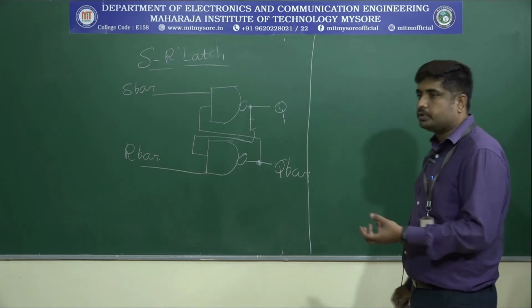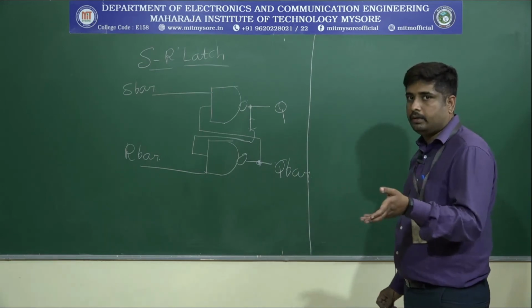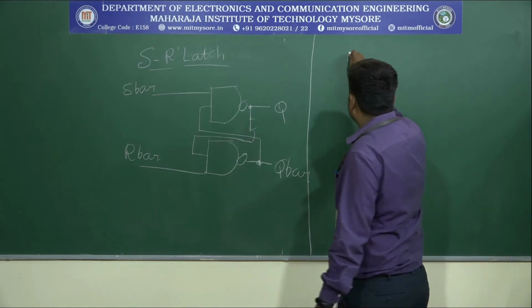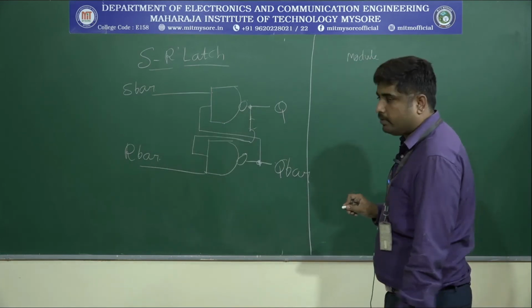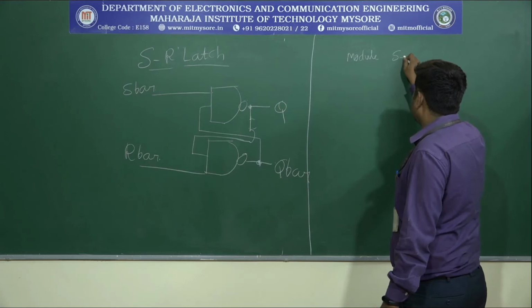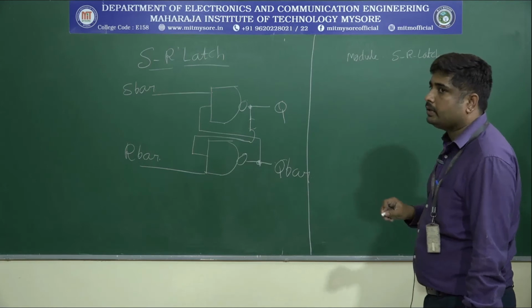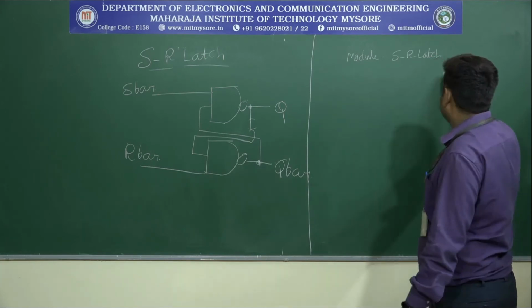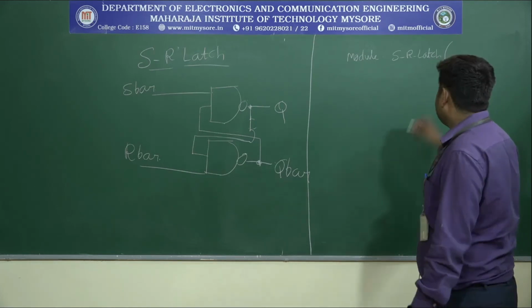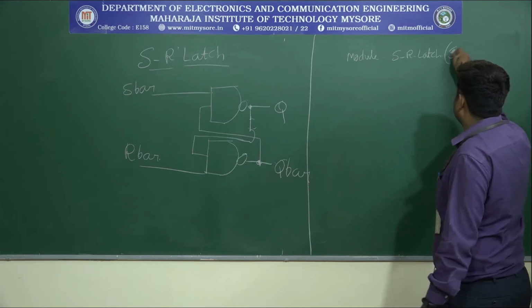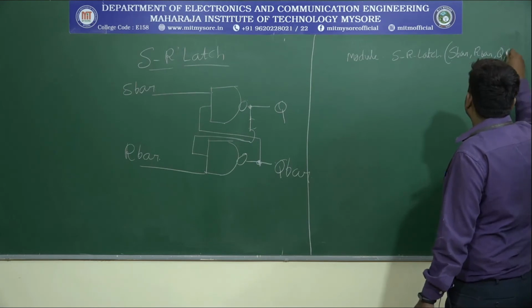In this one we assume a gate level description for better programming. First, Verilog HDL always starts with module. The name of the module is given as SR_latch. Then next we have to declare the ports. List the ports. So what are the ports available here? That is S bar, R bar, Q, and Q bar.